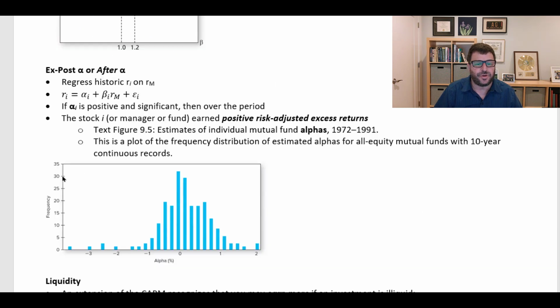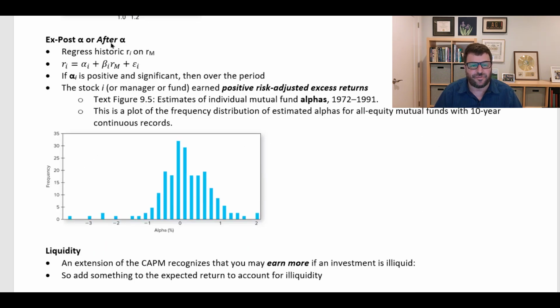The other way that people look at alpha is the ex-post alpha, or the after alpha. And here what you do is you regress the historic RI on RM, which is exactly what we did with McDonald's. And here's my regression equation. If I get a positive and significant alpha, then over the period, this stock, or if it's a portfolio, maybe the manager or the fund, earned a positive risk-adjusted excess return. We would say that this fund beat the market.